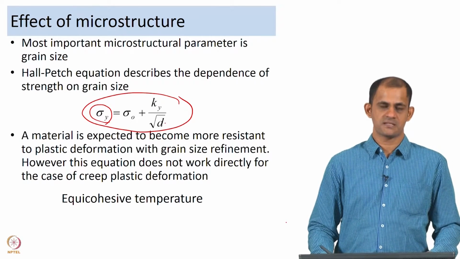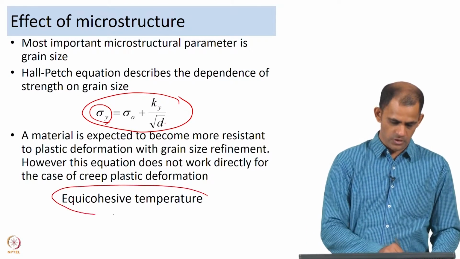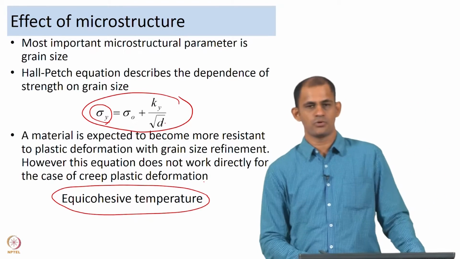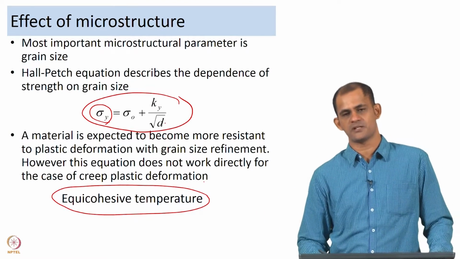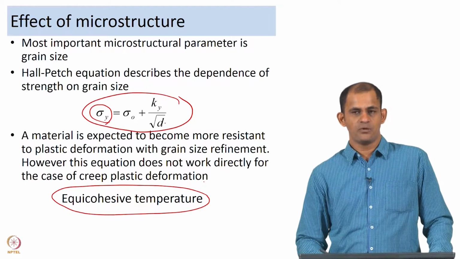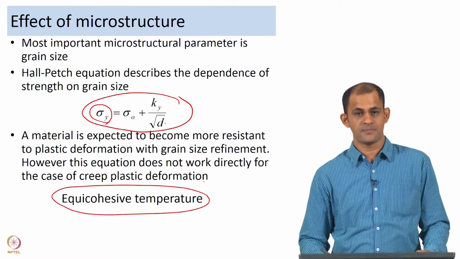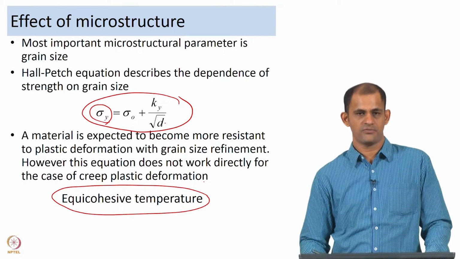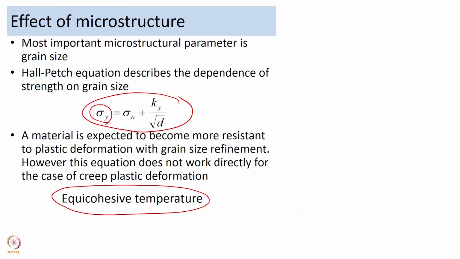And to understand this, I would want to talk about the concept of equicohesive temperature. So, equicohesive temperature is basically a temperature below which finer grain sized materials are stronger and above which finer grain sized materials are weaker. That is because at temperatures lower than the equicohesive temperature, the grain boundaries tend to be stronger, whereas when you exceed the equicohesive temperature, the grain boundaries become weaker.